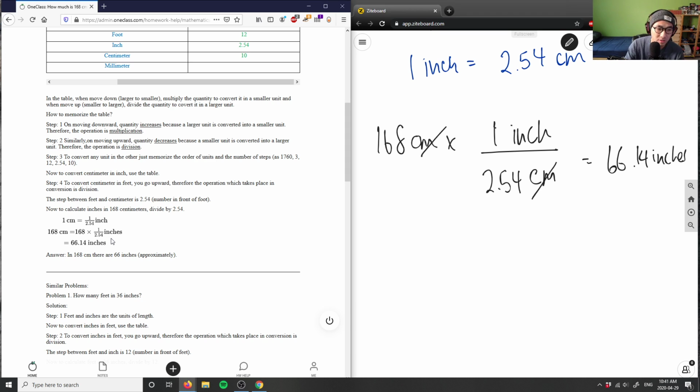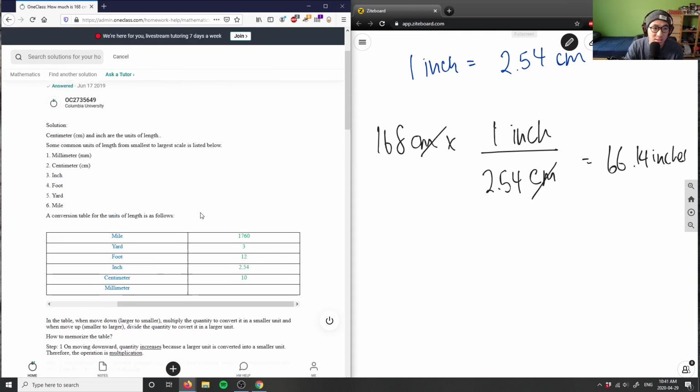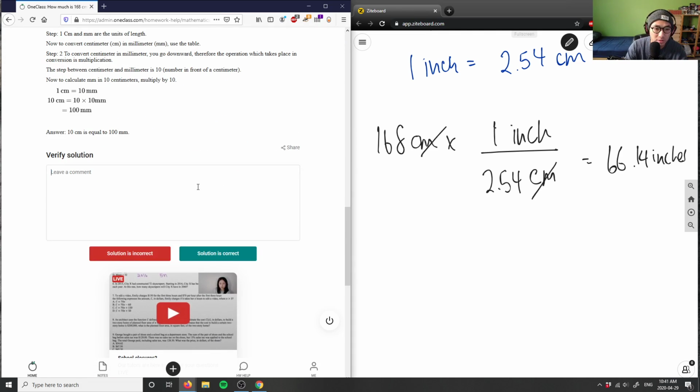And again, correct: the centimeters equals 1 divided by 2.54 inches per centimeter, basically. And then they're simply dividing both of these numbers. 168 divided by 2.54 gives us 66.14 inches, which is our correct solution for this problem.